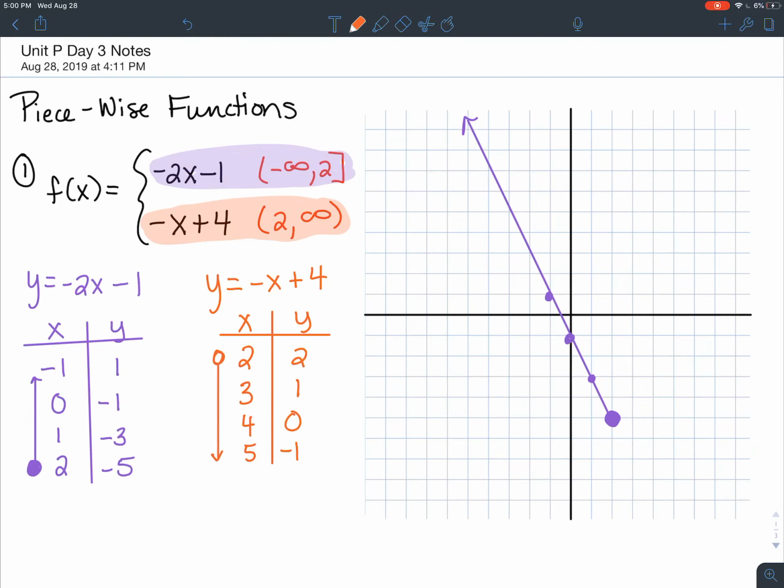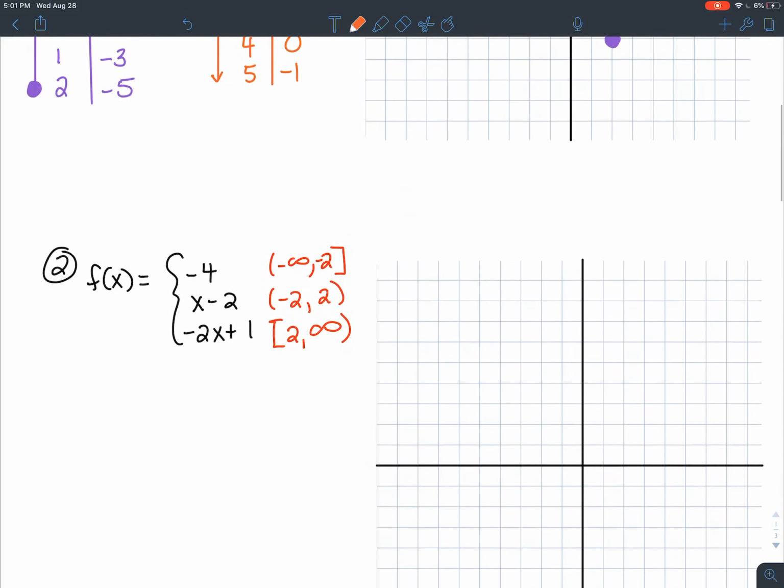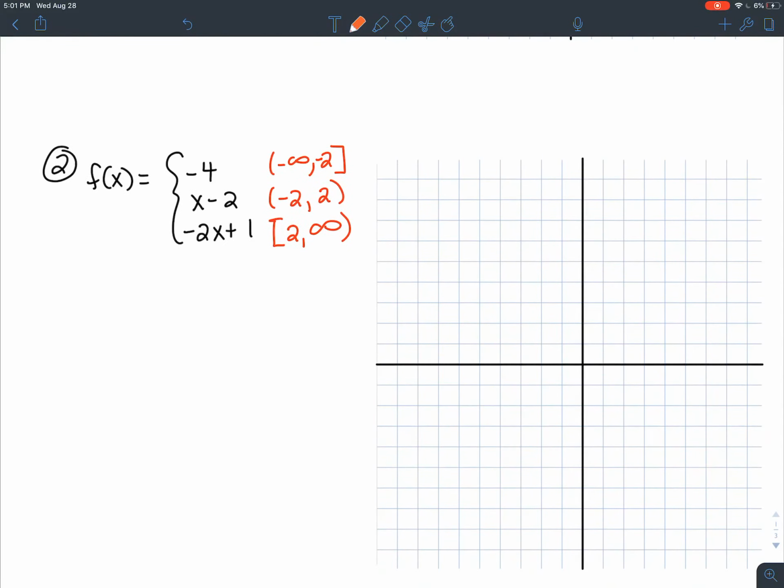All right, so I'm going to go to 2, comma 2. I almost made that a solid circle, but I want to make it an open circle there. Then I'm going to graph 3, comma 1, 4, 0, and 5, negative 1. And then I'm going to draw my graph. And there you have it, your first piecewise. All right, problem number 2. We're only doing 4. Again, this should not take me long.